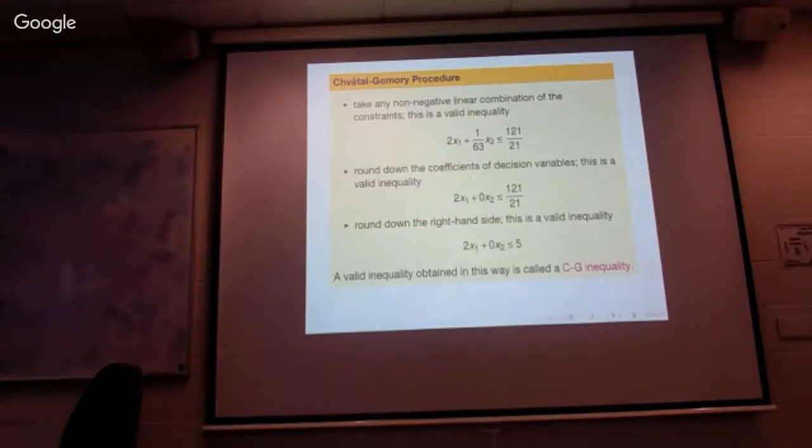About 70 now. Okay, so they invented this kind of procedure where you take linear combinations, round down the coefficients, and then you can round down the right-hand side.